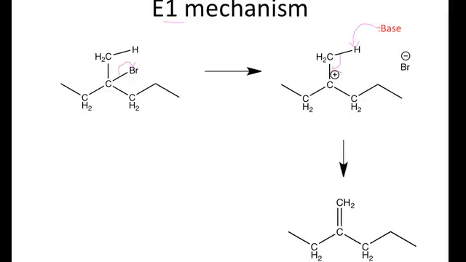Overall, the E1 elimination mechanism is a 2-step reaction, in which the first step is highly endothermic because a bond is broken and not made, and the second step is highly exothermic because a bond is made. The first step is the slow or rate determining step, and it is the same rate determining step and therefore has the same rate factors as the SN1 reaction.